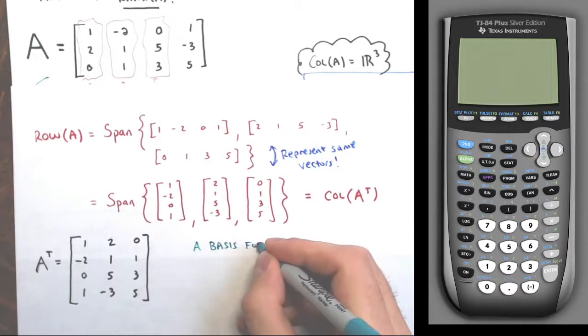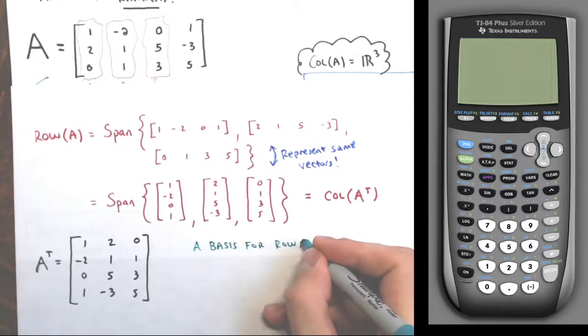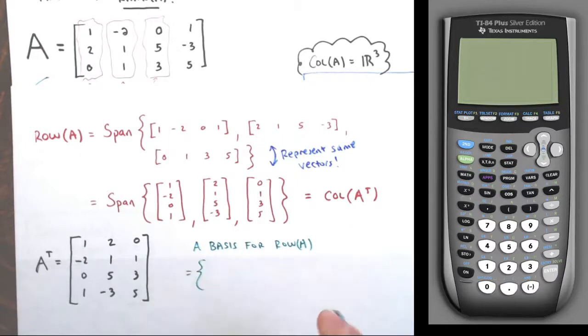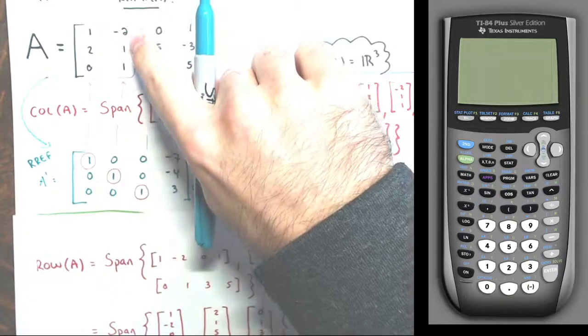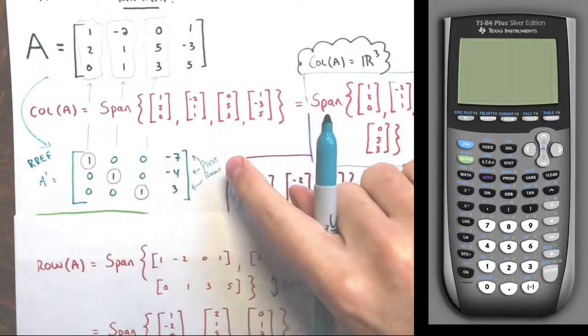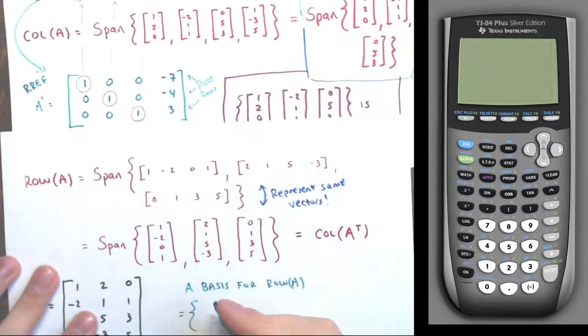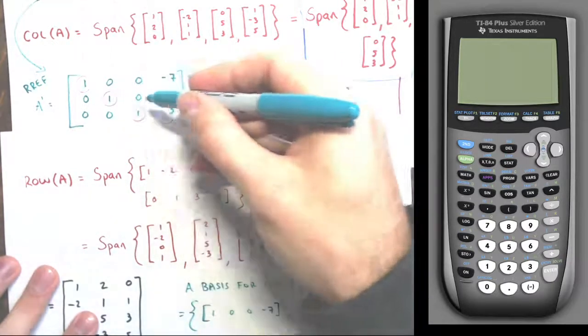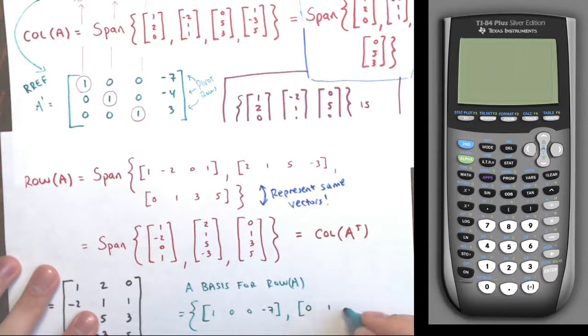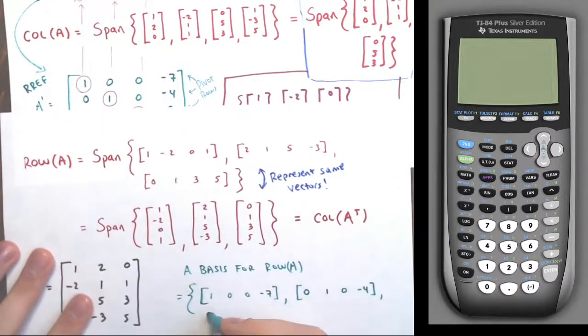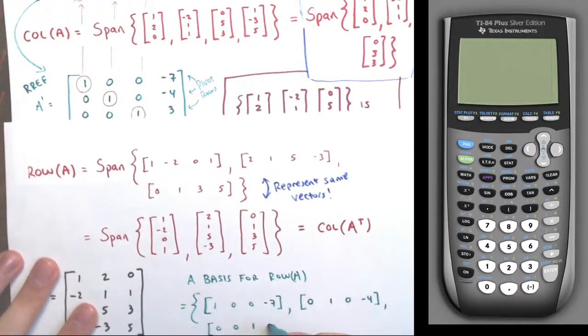A basis for the row space of A is the set with these. If you keep A the way it is, put it in reduced row echelon form, you can use the pivot rows as a basis for the row space. The pivot rows, which I'll write as rows, are 1, 0, 0, -7, then the next pivot row in reduced echelon form, 0, 1, 0, -4, and the last pivot row in reduced echelon form, 0, 0, 1, 3.